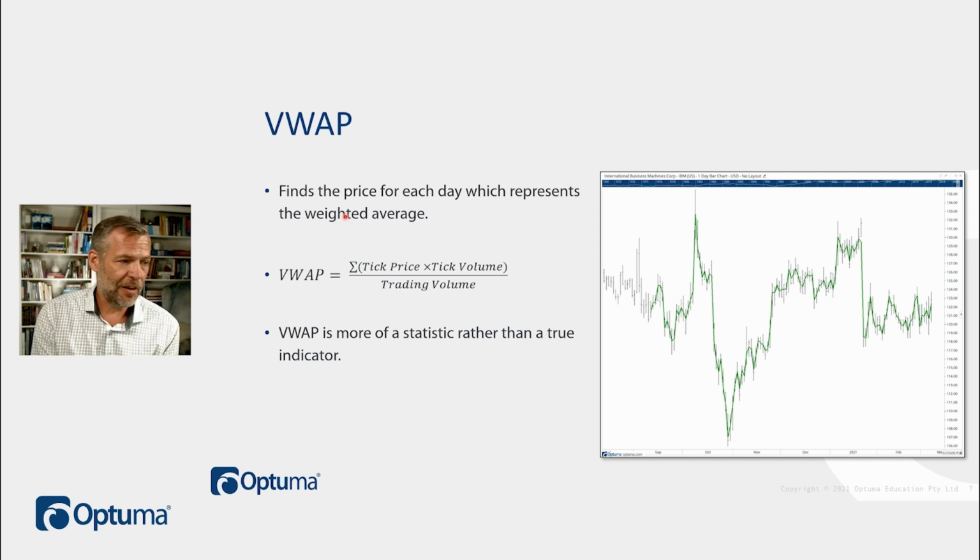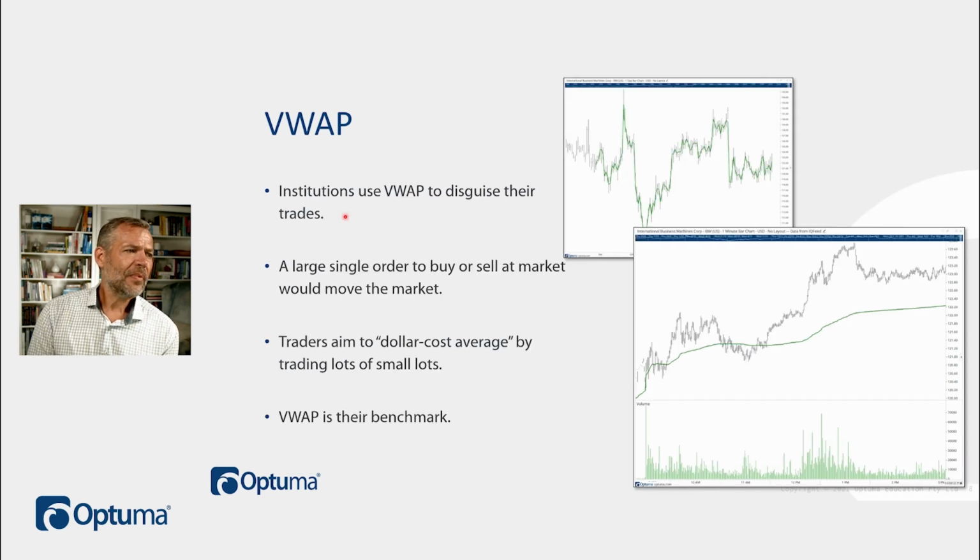So, in the text, they say VWAP is more of a statistic than a true indicator. I'm not sure I would give it that distinction. It's an interesting one. Nevertheless, just make sure you understand how VWAP is calculated and what it's trying to tell us as well. All right, institutions use VWAP to disguise their trades, like we talked about before.